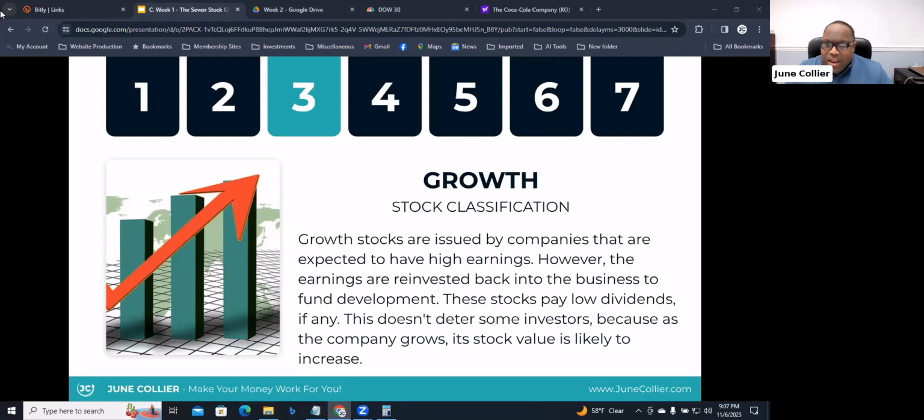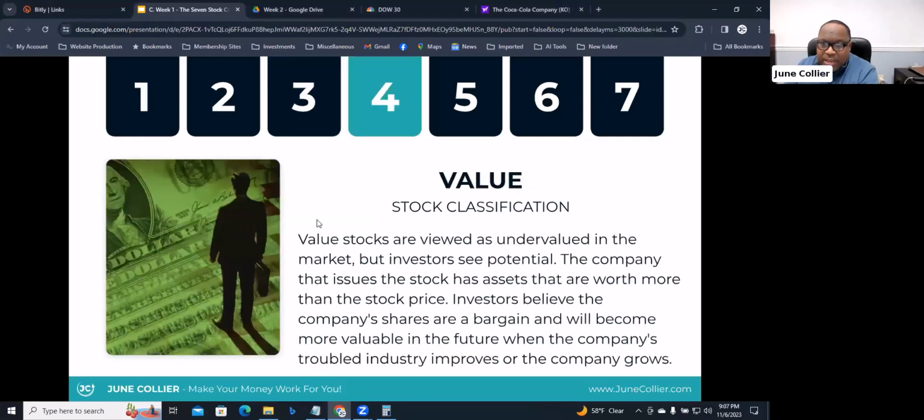All right, let's move on to category number 4. Hopefully this is starting to make sense to you as it relates to what you want to look at. Now, value stocks. This is where Warren Buffett loves to play. Warren Buffett plays in this playground. Value stocks are stocks that are viewed as undervalued, but there's potential there.